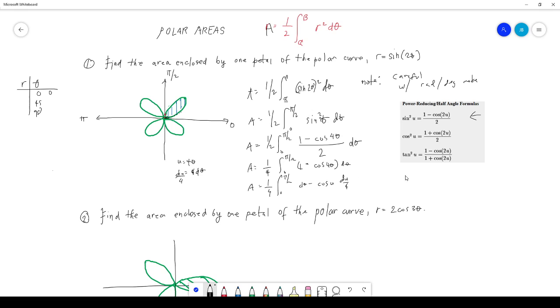All right. And then that would now be equal to 1/4. Then the integral of d theta is just theta. Then the integral of cos u is sine u, in which u is 4 theta. So sine 4 theta over 4.